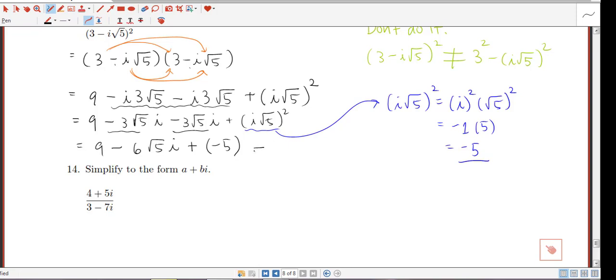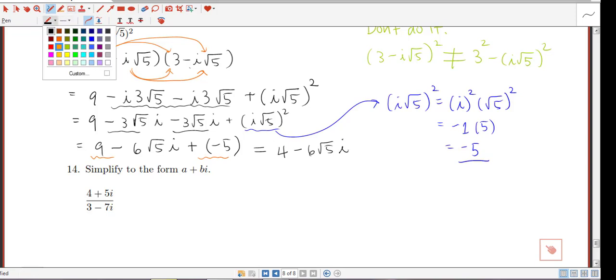Okay, now we could combine the real parts, which is 9 and then minus 5 together, and what do we get? 9 minus 5 is 4, and then the imaginary part is going to be minus 6 square root of 5, and then you just put the i at the end, and that's your answer.